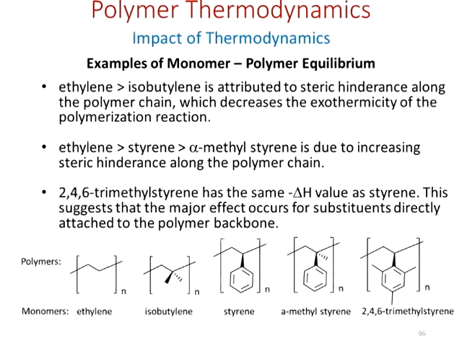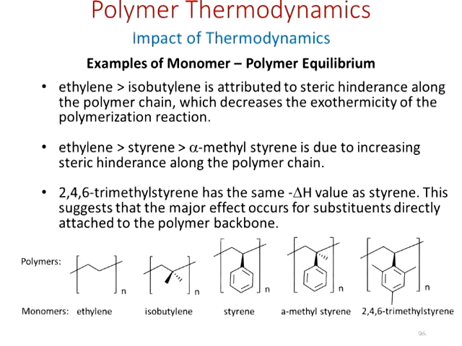In a similar way, as we've already pointed out, ethylene, styrene, alpha methylstyrene, steric factors along the polymer chain. So we're just reiterating these and summarizing them again. And 2,4,6-trimethylstyrene has the same delta H value as styrene. It's interesting that this suggests that the major effect occurs from substitution directly attached to the polymer backbone. So there are some other factors that we have to consider there.